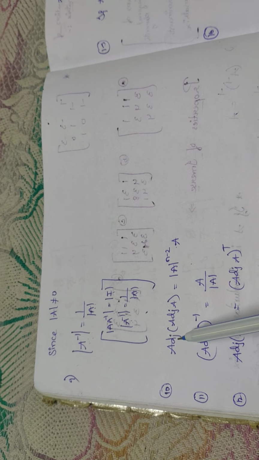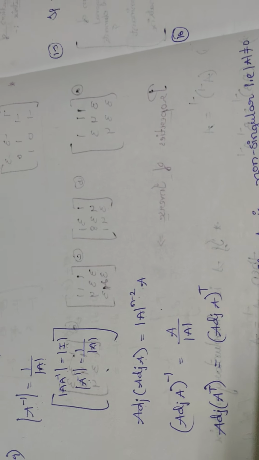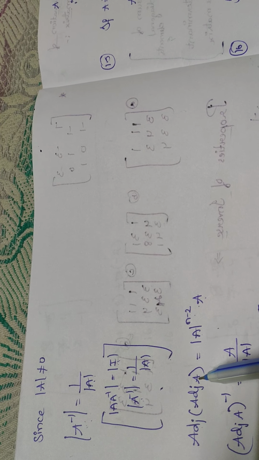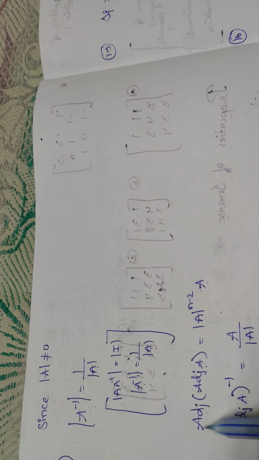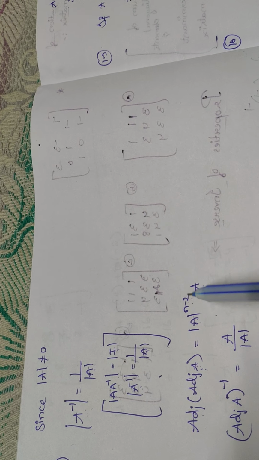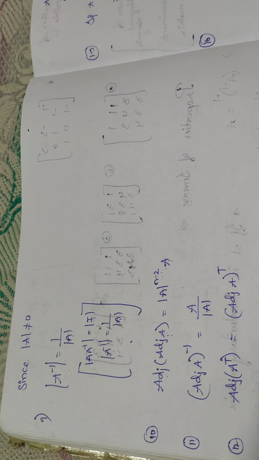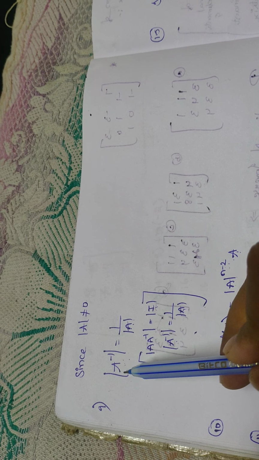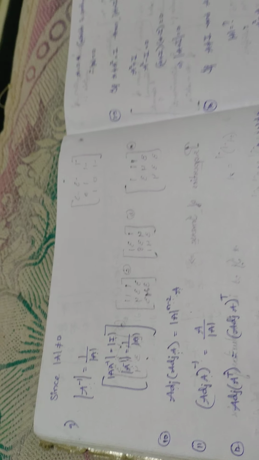Next property, very important. Adjoint of adjoint of A is equal to det A whole power n minus 2 into A. First of all, what we have to do for A, we have to find the adjoint of A. For that resulting matrix, again we have to find the adjoint. So instead of doing this, just go for det A whole power n minus 2 into A. Take one example and simplify, you get the same. Now adjoint of A whole inverse. Actually here this is det A inverse. Adjoint of A whole inverse is equal to A by det A.